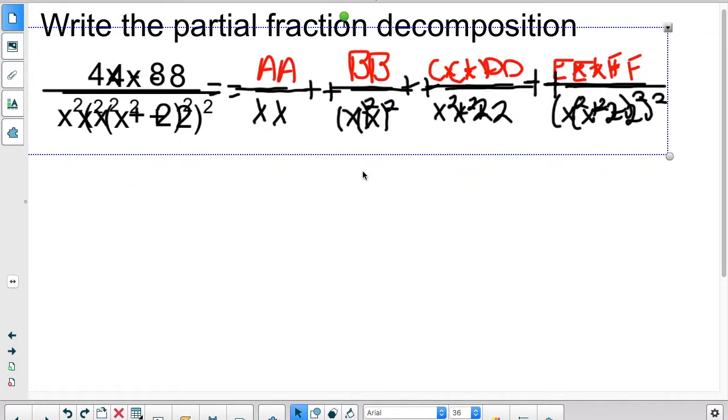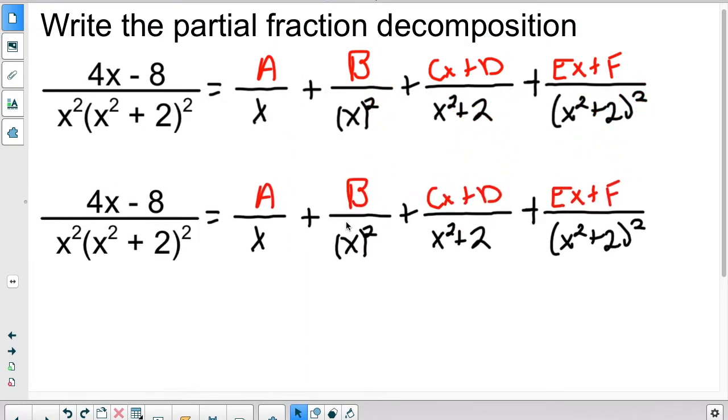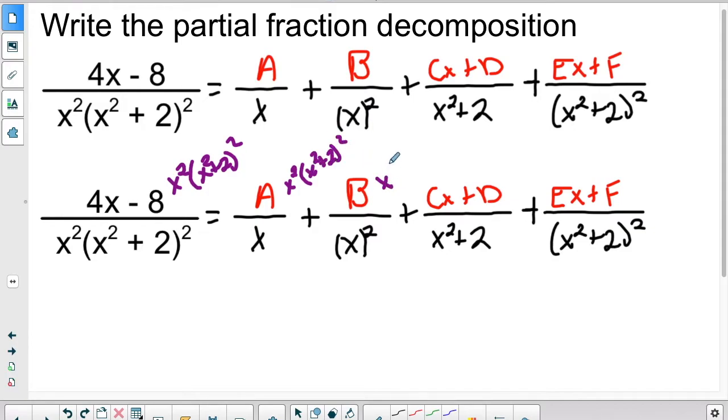Now I'm going to use the magic of copy and paste to bring this down here. What we're going to do next is similar to what we've been doing through most of these chapters, where we're going to multiply by the greatest common denominator. So x squared times x squared plus 2 squared. And we're going to multiply everything by this: x squared times x squared plus 2 squared, x squared times x squared plus 2 squared, and x squared times x squared plus 2 squared.